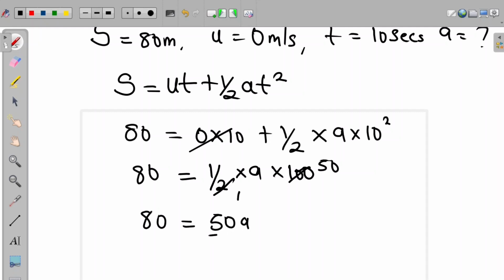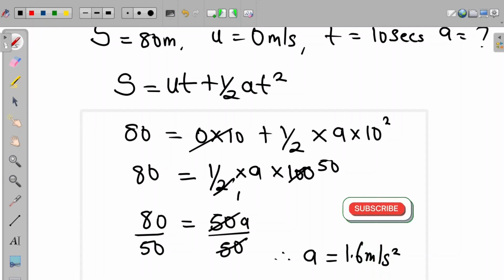So to make a our subject, we divide both sides of the equation by the coefficient of a, which is 50. So 50 cancels out itself. So therefore, a is equal to 1.6 meters per second squared. So we have been able to obtain the acceleration of the car that covers a distance of 80 meters.